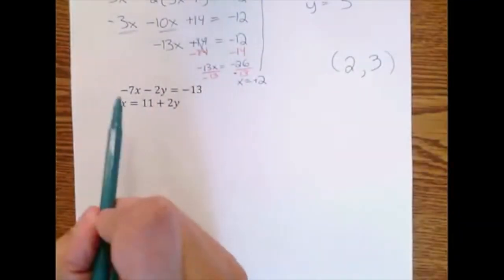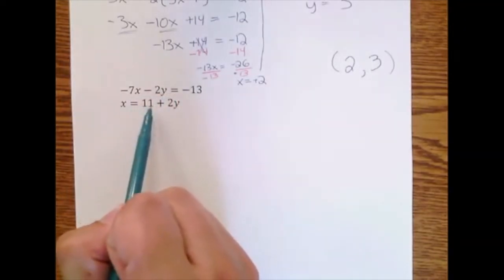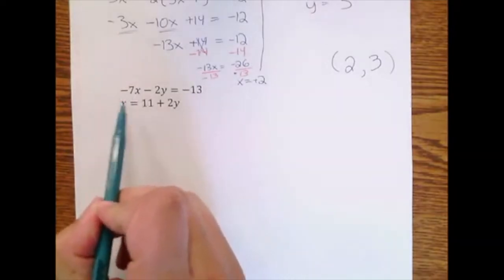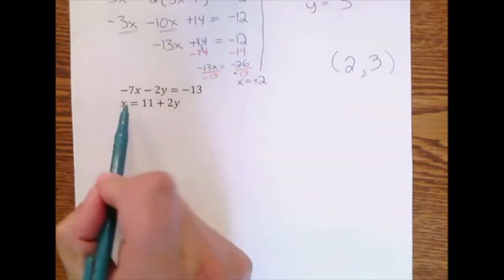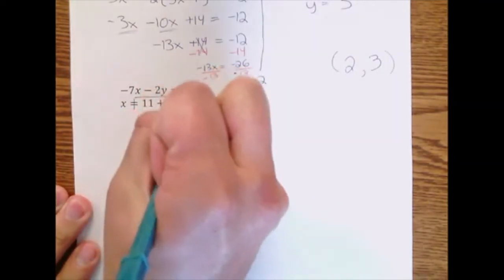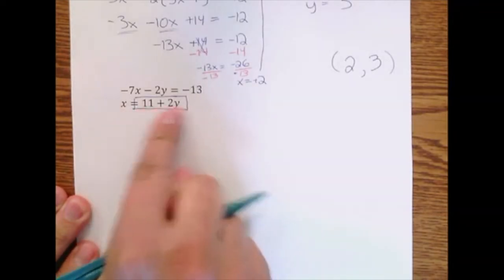All right, so my second example here, I have negative 7x minus 2y equals negative 13, where x equals 11 plus 2y. So again, I have one of my variables all by itself. That is telling me, hey, substitution's a good option. The way this problem is different is we have x is equal, not y is equal. So when you see x is equal, I know I could replace all x's with 11 plus 2y.